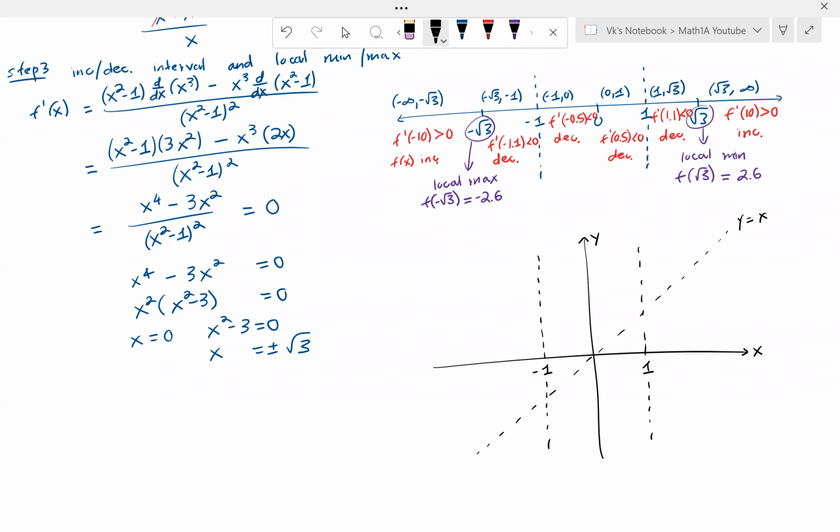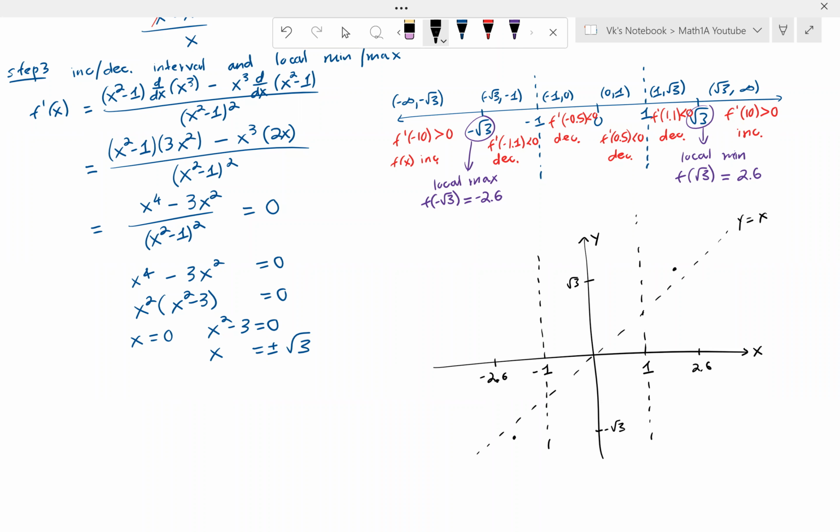Next, notice that we have a local minimum at -√3, -2.6. So -√3 somewhere right here, -2.6. Okay, local maximum. And we also have a √3, 2.6. It's the local minimum.